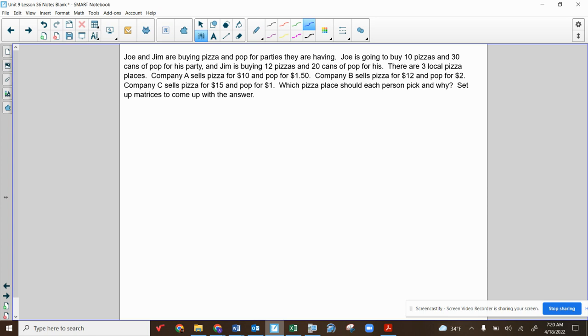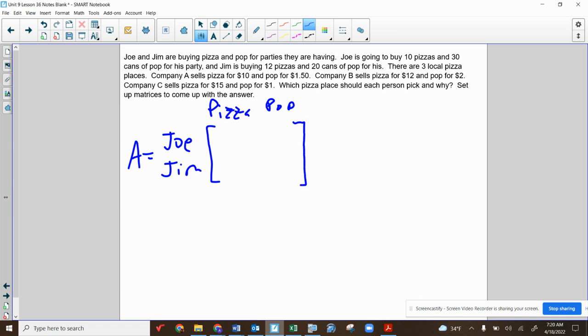So pizza and pop is the piece that matches. So on matrix number 1 here, I'm going to call this matrix A. Joe, Jim. I'm going to put pizza and pop at the top. Because remember, the top of your first matrix and the left side of your second matrix is what needs to match. So I'm going to put pizza and pop up here, and then when I make my second matrix, I'm going to put pizza and pop there. All right, Joe has 10 pizzas, 30 pops. Jim has 12 pizzas and 20 pops.